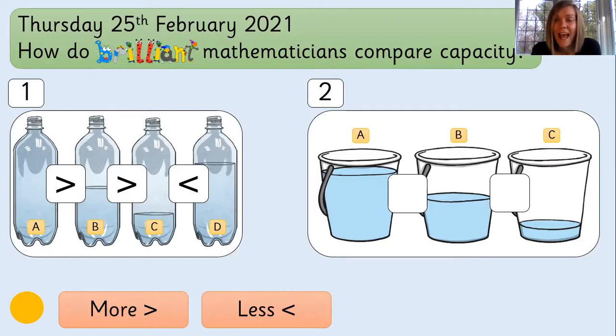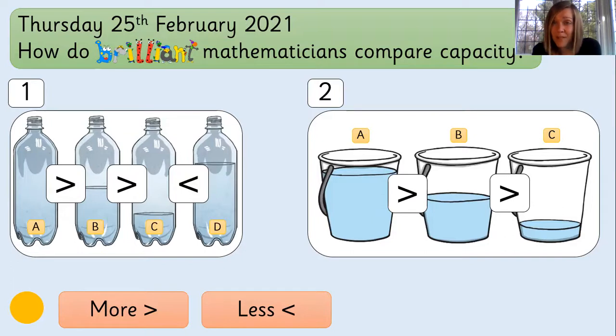We've got A and B. So I'm just going to look at A and B to start with. And I think A is more than B. A is nearly full and B, it's kind of halfway full. So A is more than B. And then I've got to look at B and C. I think B is more than C. B is more than C because C is nearly empty.